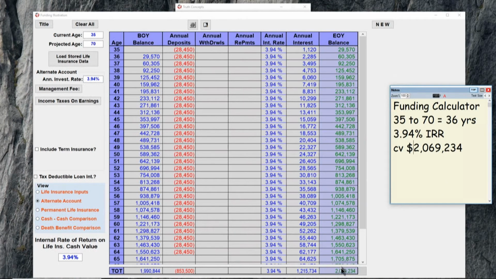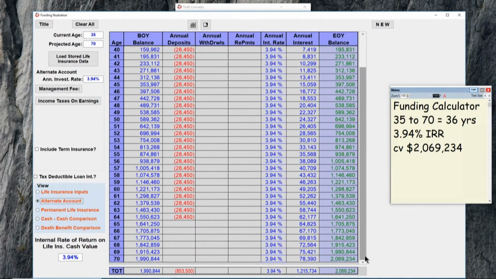The same $2,069,234. So when we see an internal rate of return calculation, whatever number that reaches means you earn the equivalent of that every single year. But when a client sees that with those negative numbers and finally getting positive, they're thinking, I'm losing money, and I'm finally getting where I'm earning 3.94% per year.